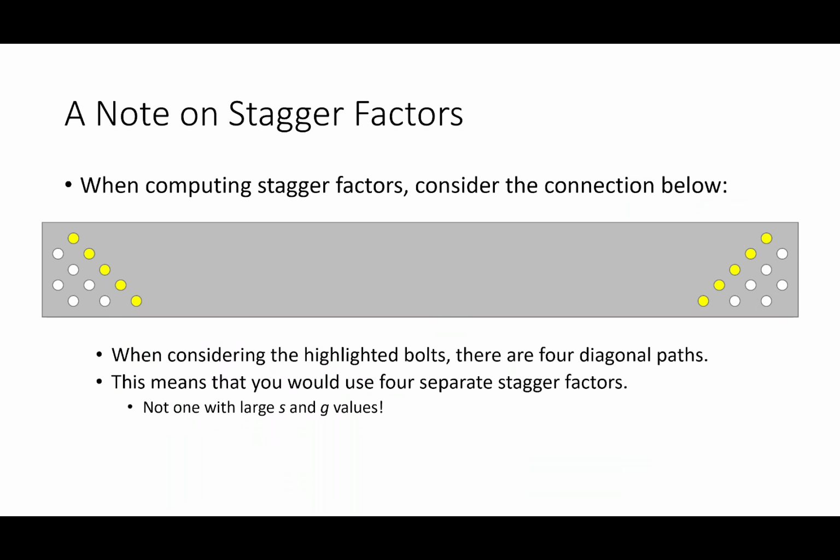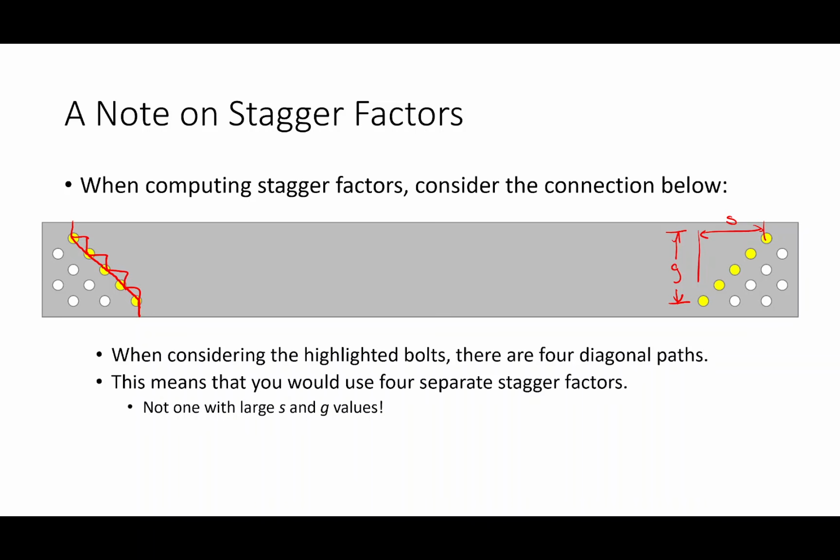Now, one thing I do want to clarify, let's say you have a connection like this, and you're wanting to investigate this failure path. What you do not do is say, oh, this is S and that dimension is G, and come up with one big old stagger factor for the whole thing. You don't do that. Instead, you have a stagger factor for this path, for this path, for this path, for this path. So instead of one really big stagger factor, you use 4 really tiny stagger factors.